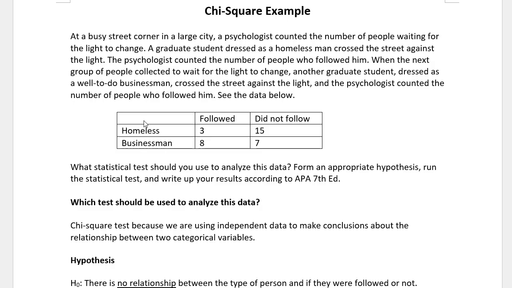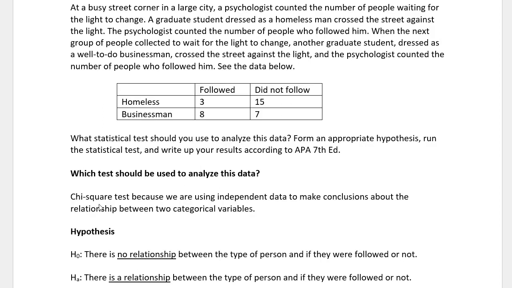So you've got one variable, which would be type of person, homeless or businessman, and then another variable that had to do with whether they were followed or not followed. And so you've got 2 categorical variables, and then you've got the measurements of how many people fell into this cross pattern of the 2 different variables. So that is why a chi-square is appropriate. We have 2 categorical variables. We're interested in whether there is a relationship between these 2 variables.